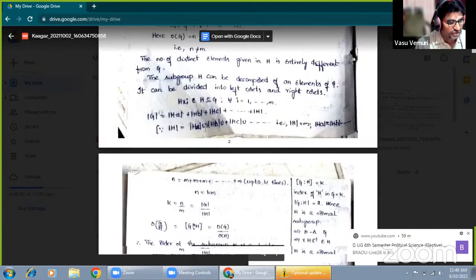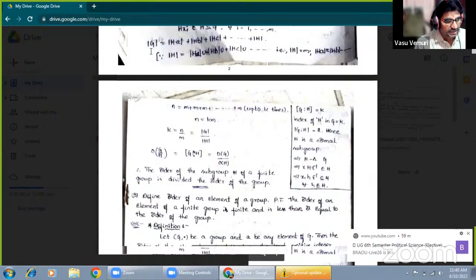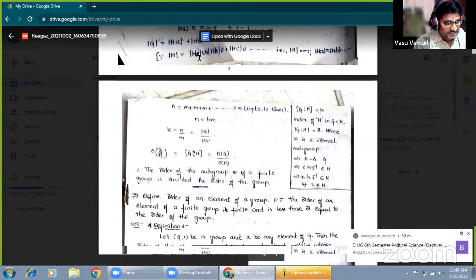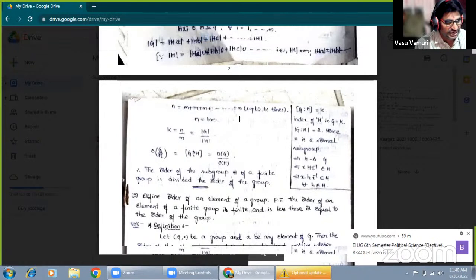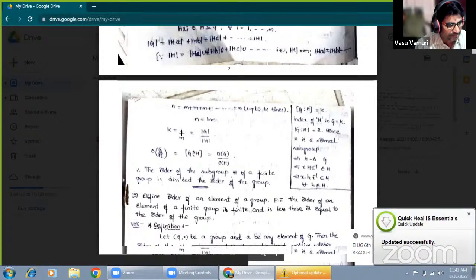So the order of H is m, and all the cosets have the same order. So the group has order n, and each coset has the same order m, continuing the process up to k times. So n equals m plus m, up to k times, which means n equals k times m. So n equals km means k equals n by m. Replacing n by order of G and m by order of H, k means the order of G by the order of H.